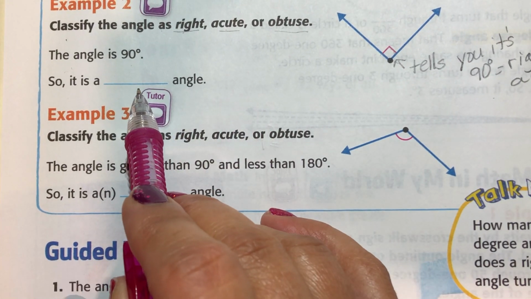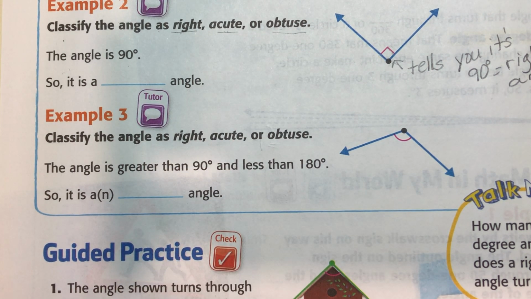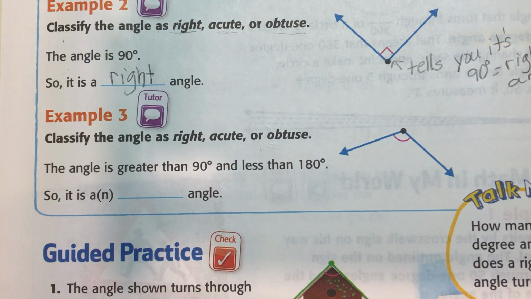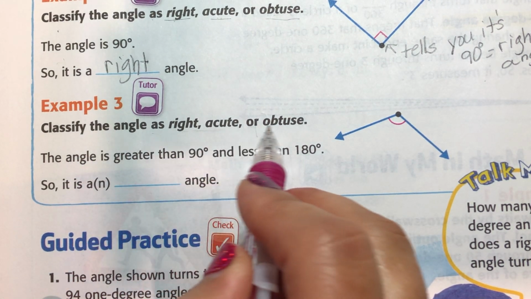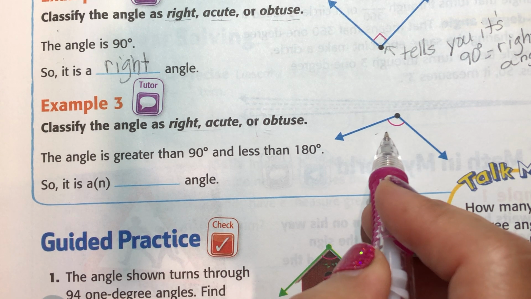So is it right, acute, or obtuse? Hopefully you're saying right. Write it down. Classify the angle as right, acute, or obtuse. Now look at that. You're going, but it's upside down, I can't tell.